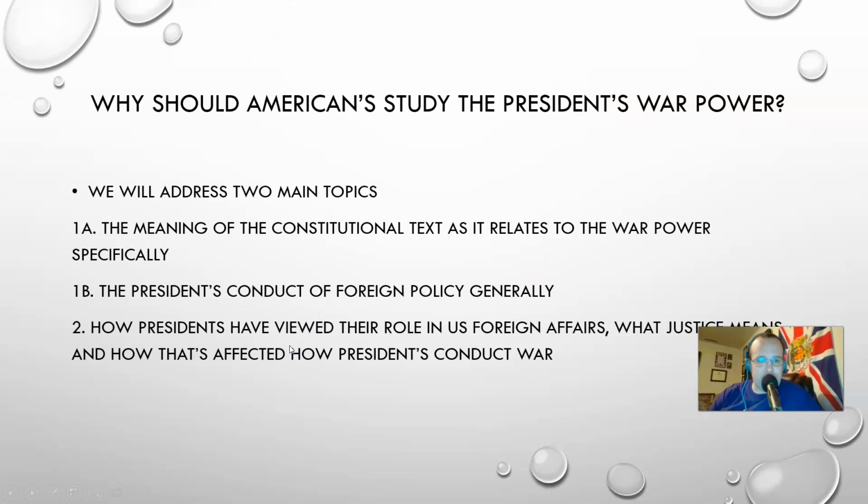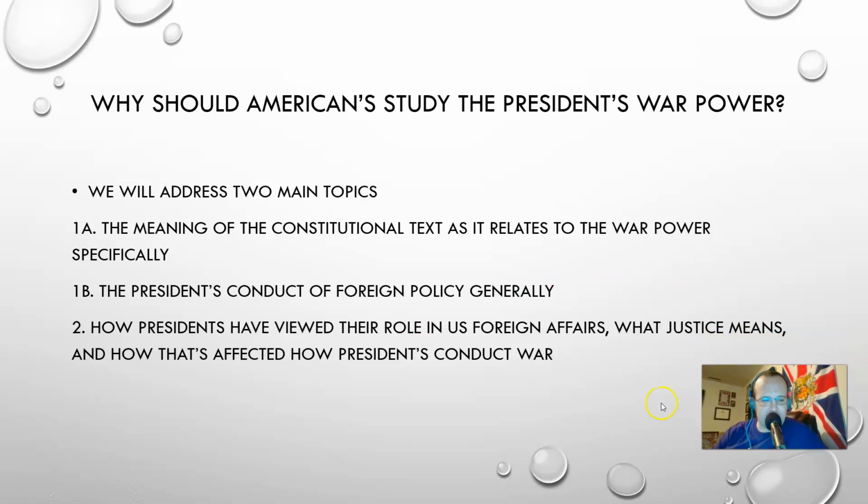So we're looking at why Americans should study the president's war powers. Why is it so important? The meaning of the constitutional text as it relates to the war power specifically: the power that the Constitution gives the president to be commander-in-chief and the situations in which it gives him the power to do that.